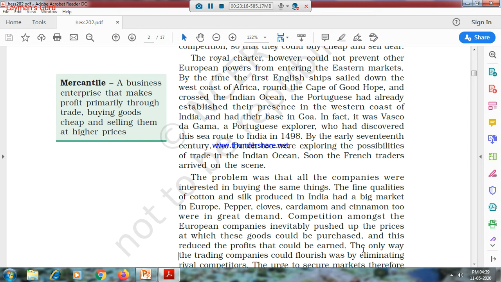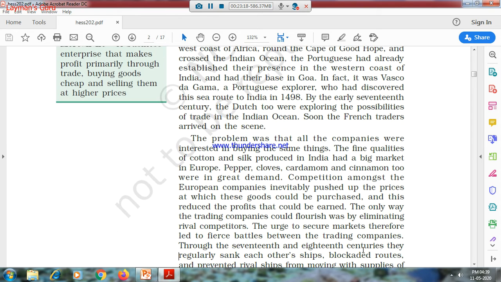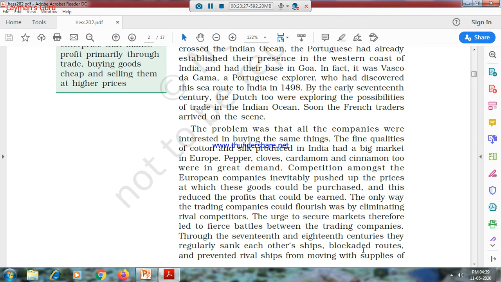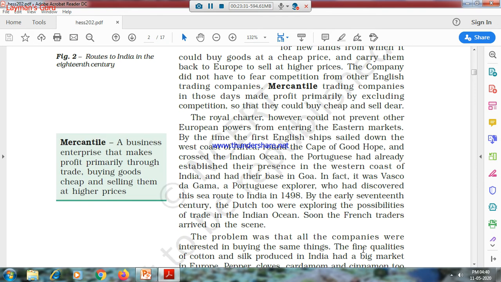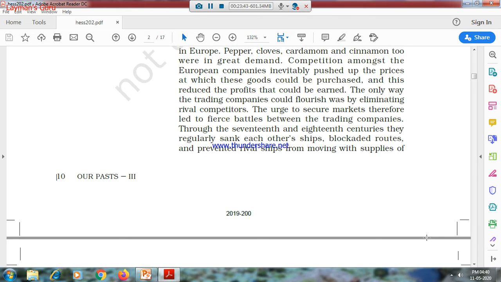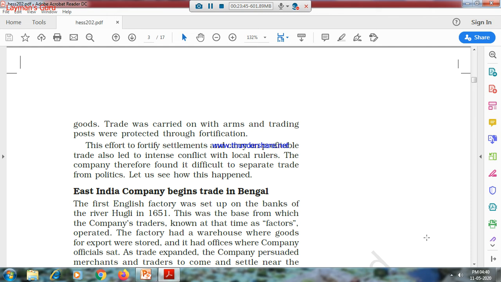The problem was all the companies were interested in buying the same thing. The fine qualities of cotton and silk produced in India had a big market in Europe. Pepper, cloves, cardamom, and cinnamon too were in great demand. Competition: so they were competing with each other. This is what is given here.